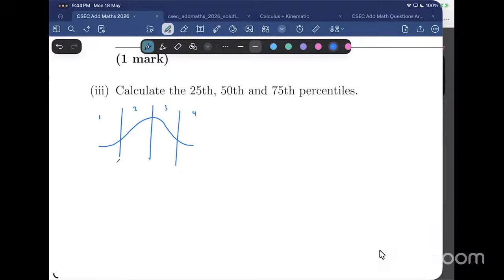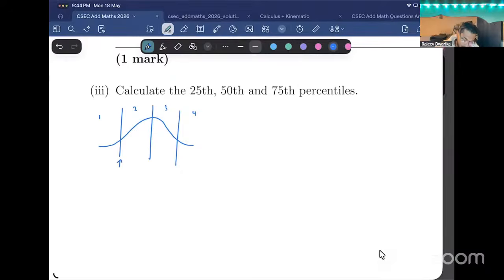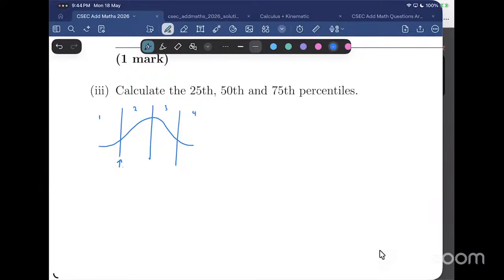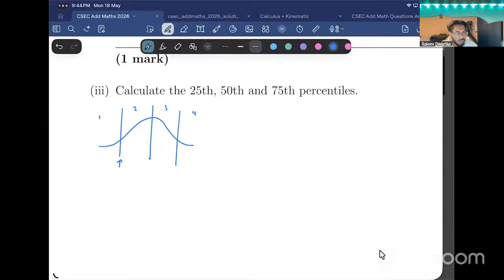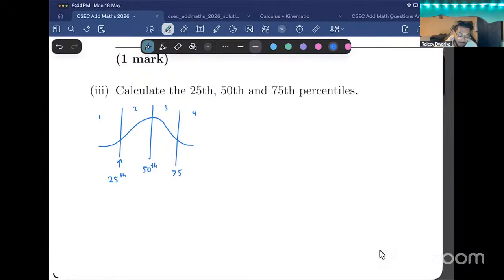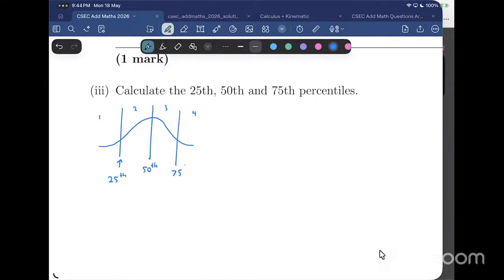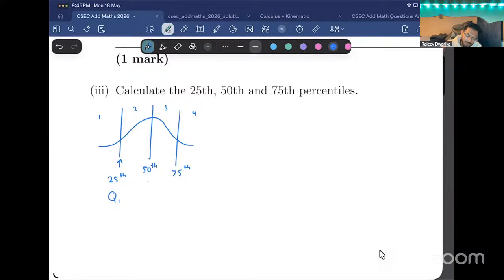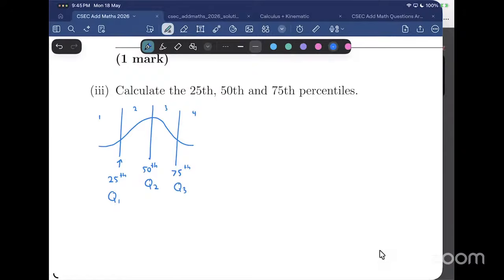I would say that this over here would represent what percentile? It's 1 out of 4, so this would be the 25th percentile. And the one in the middle will be 50th, and the last will be the 75th, because it's 3 over 4, which is 75%. We refer to the 25th as Q1, the middle one as Q2, and the 75th as Q3.